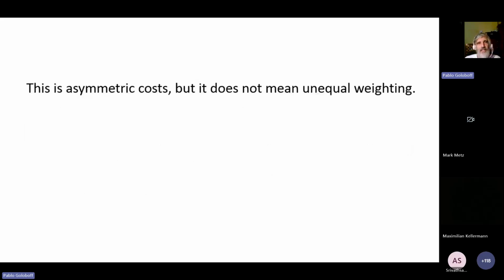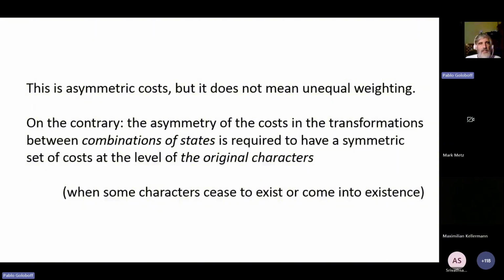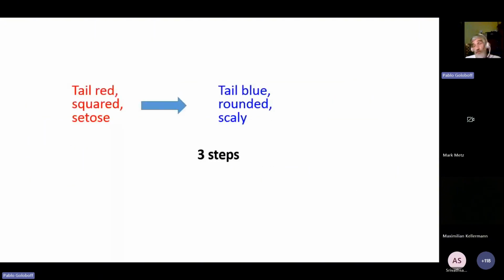This is asymmetric costs, but it does not mean an equal weighting. On the contrary, the asymmetry of the costs in the transformations between combinations of states is required to have a symmetric set of costs at the level of the original characters. And this is going to be the case when some characters cease to exist or come into existence in some cases. So if we look at some examples, I think this is clear.